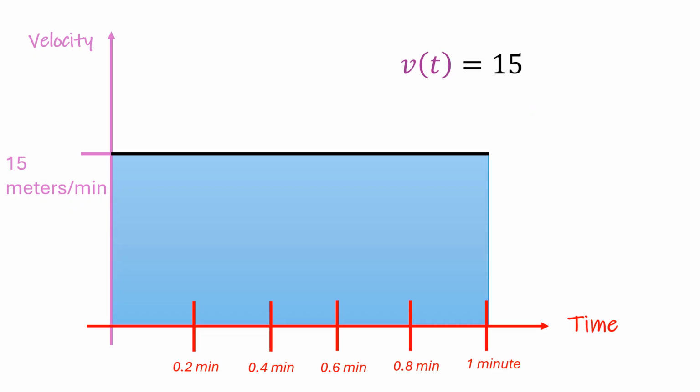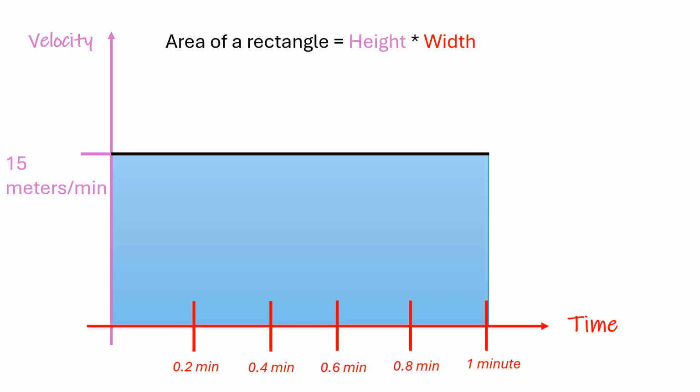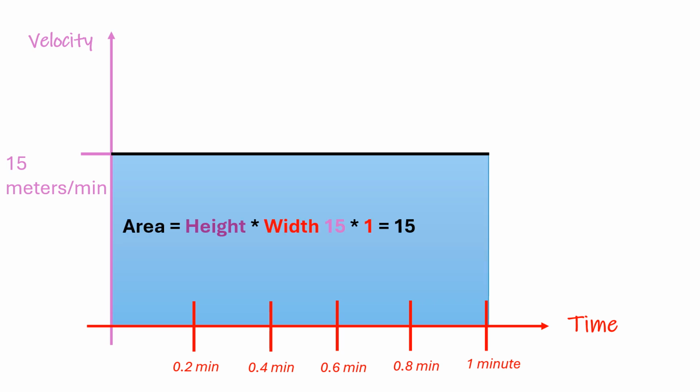We have this graph of the constant function, v of t equals 15. This graph forms a rectangle. And the area of a rectangle is height times width. The height of this rectangle is going to be 15 because that is how high it goes from the x-axis. The width of this rectangle is 1 because that is how far our time goes. So the area is 15 times 1, which is the height times the width.